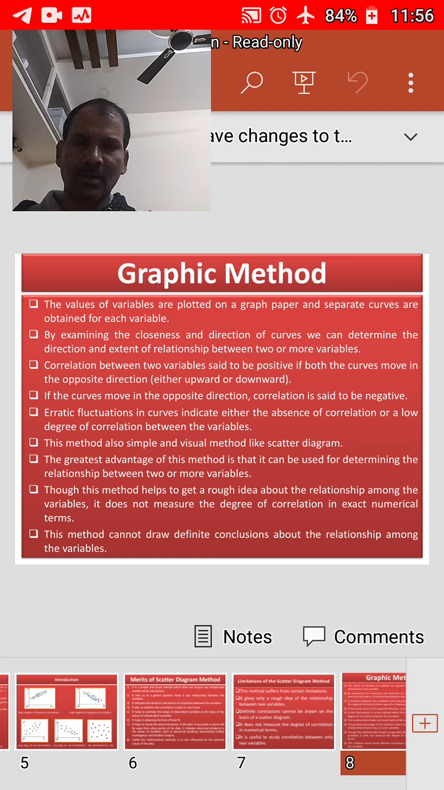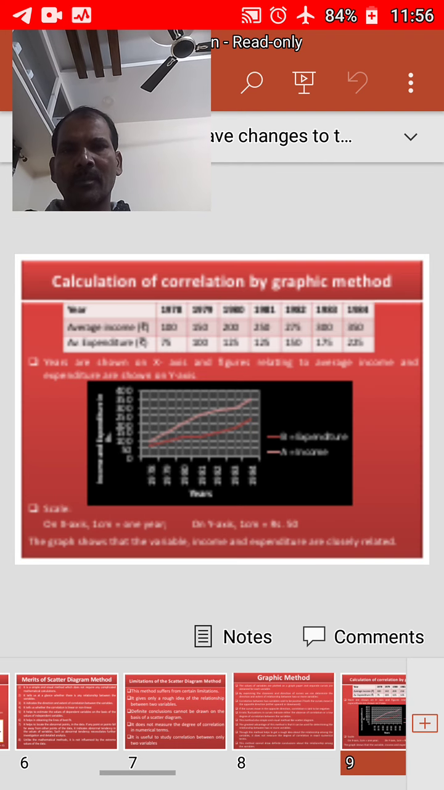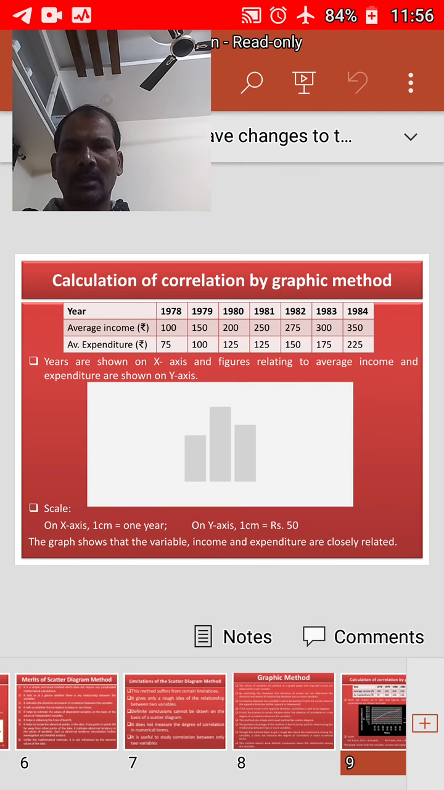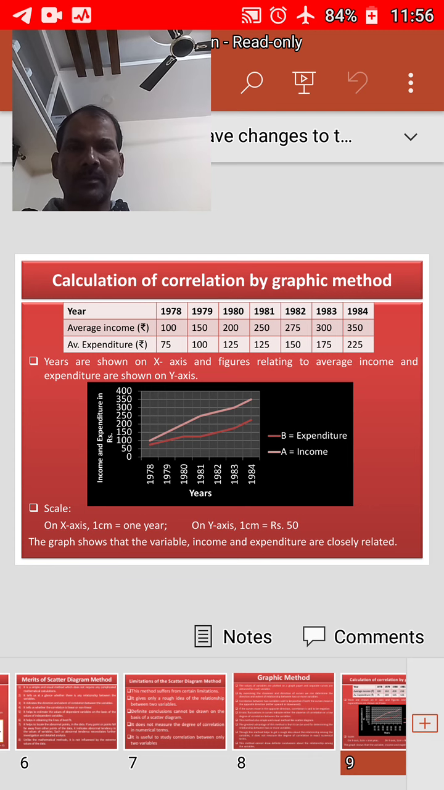We are not in a position to tell the degree of correlation in exact numerical terms. We are not in a position to express it in parameters such as units. Thus, with the help of this method we cannot draw definite conclusions about the relationship among the variables, which will be understood by looking at the PPT.